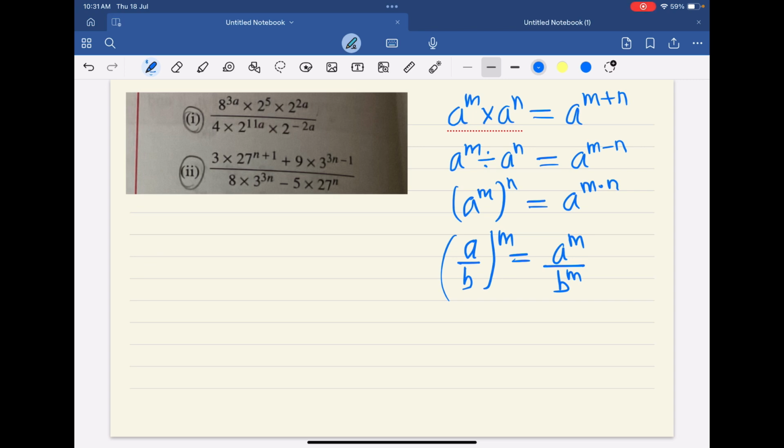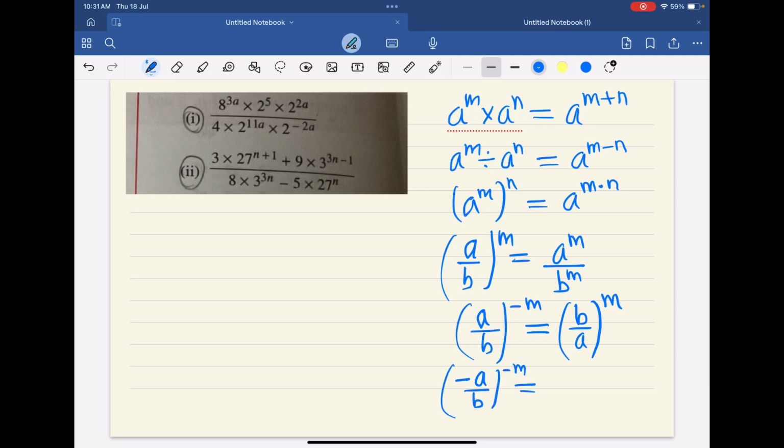Okay. Now let us say I have got a power which is negative. Let us say a upon b to the power minus m. To make the power positive, we reciprocate the fraction inside the bracket, and this becomes b by a to the power m. Remember, if the fraction is negative inside the bracket, it will continue to remain negative, only the power sign will change. So let us say I have got a fraction which is minus a upon b to the power minus m. Then when I do reciprocal, it would be minus b by a to the power m.